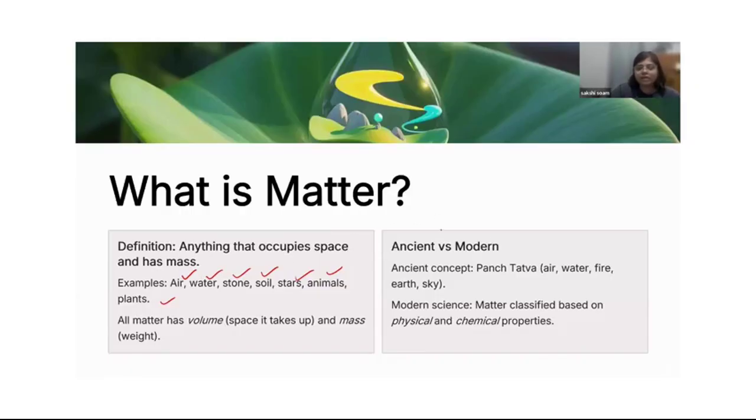Now, ancient concepts talked about the Panch Tattva, that is air, water, fire, earth, and sky, which is matter. And modern science talks about the physical and the chemical properties of matter. So let us move forward. I think you all know this from your younger classes.